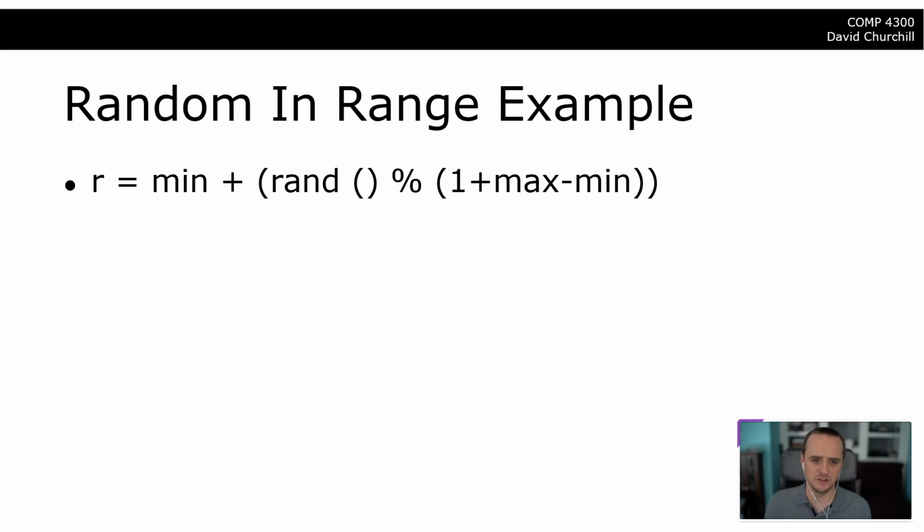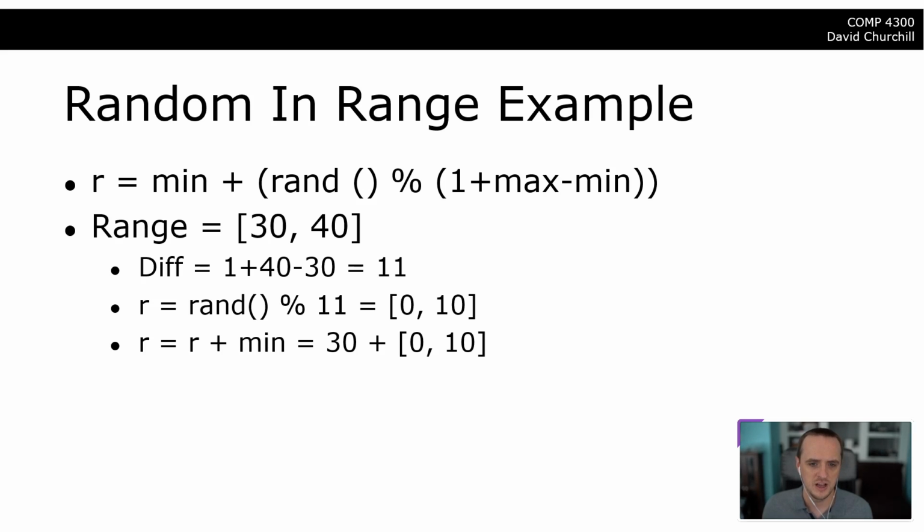And let's just look at an example of that. So there's our function. Let's say we want to generate a random number between 30 and 40. So we have the diff, which is 1 plus 40 minus 30. So there are 11 possible values: 30, 1, 2, 3, 4, 5, 6, 7, 8, 9, 40. So there's 11 possible values.